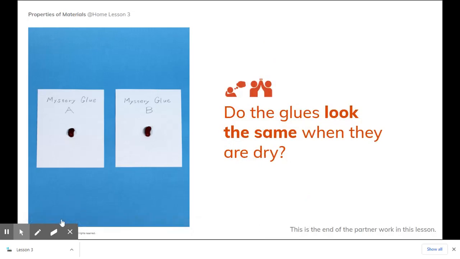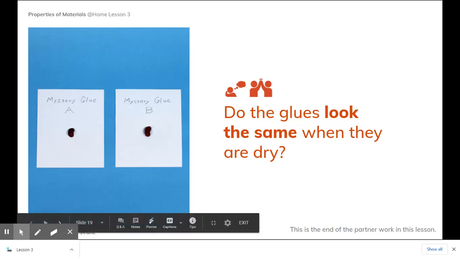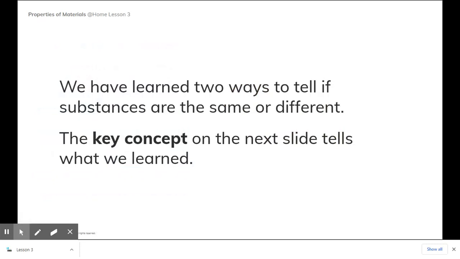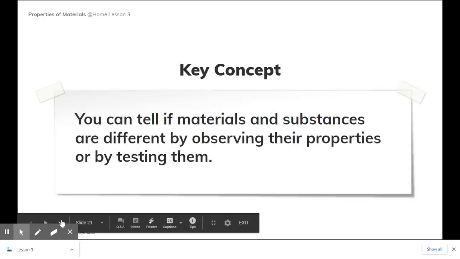Do the glues look the same when they're dry? We have learned two ways to tell if substances are the same or different. The key concept, remember the key is important. A concept is an idea. These are the important ideas that we are learning as we go through our science lessons. So the key concept on the next slide tells what we have learned.